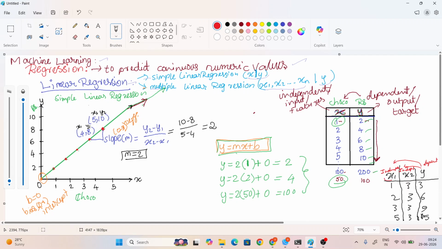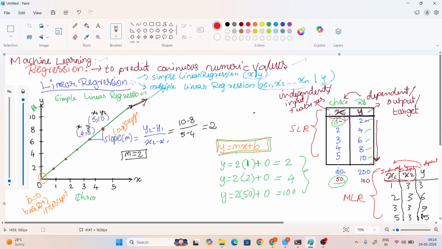So here we are using multiple independent variables, so this is called multiple linear regression. If you are using only one x, it is called simple linear regression. Okay, so this is the example for simple linear regression and this is the example for multiple linear regression.